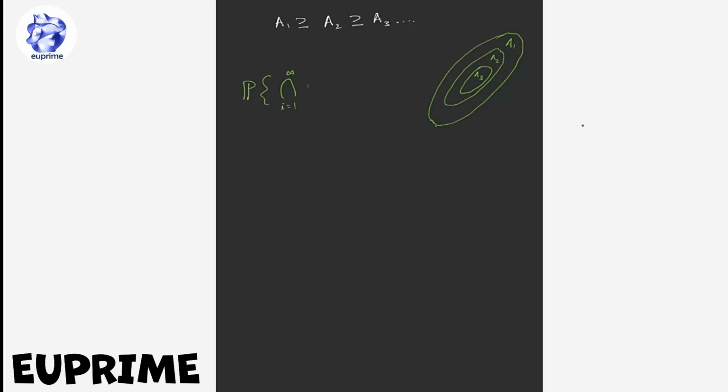For the intersection term, you can pause this and think about how this would be. This is the opposite of what we had previously. In this case, this one would have the limit term, and the union would be the A1 term.